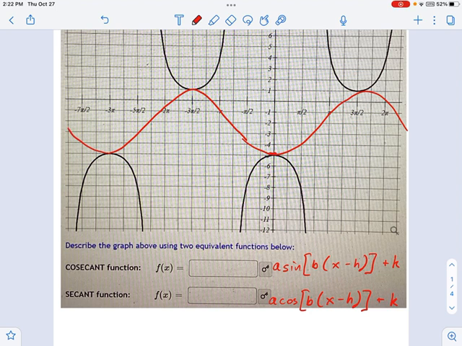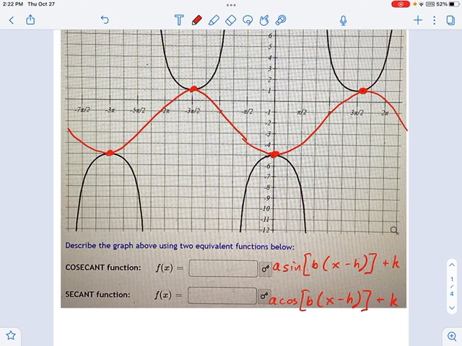Everywhere the sine curve has a minimum, that points to a maximum on the cosecant curve, and likewise throughout this whole thing. Okay, so I'm going to point to those spots right there and say if we could only figure out the equation of this red curve that I just drew, the sine or cosine function, we'd know everything we need to make it into a secant or cosecant function.